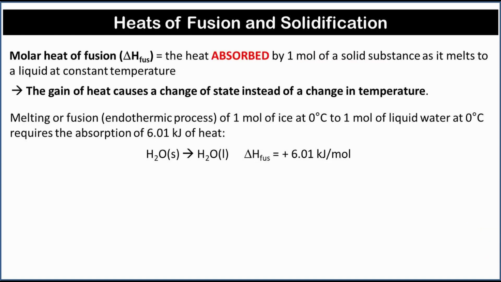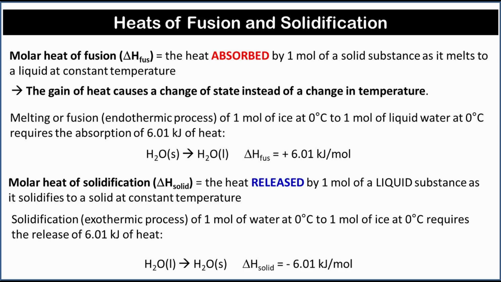The molar heat of fusion or melting is defined as the heat absorbed when 1 mole of a solid substance melts to a liquid at constant temperature. It's important to note that the gain of heat causes a change of state, instead of a change in temperature. Fusion, which is an endothermic process, of 1 mole of ice at 0 degrees Celsius to 1 mole of liquid water at 0 degrees Celsius, requires the absorption of 6.01 kJ of heat.